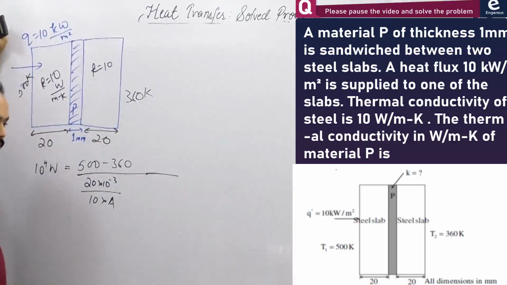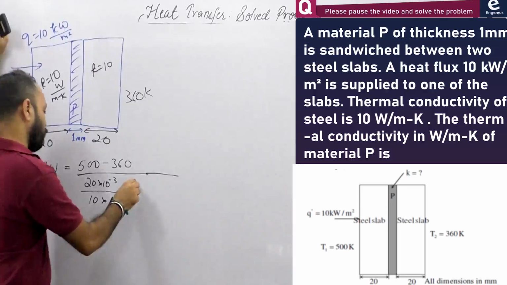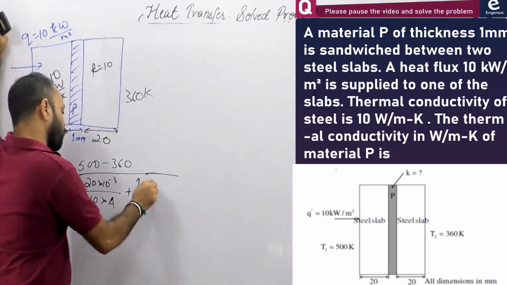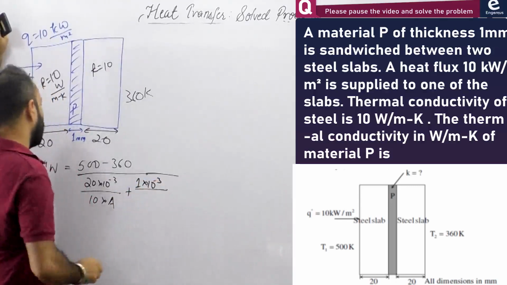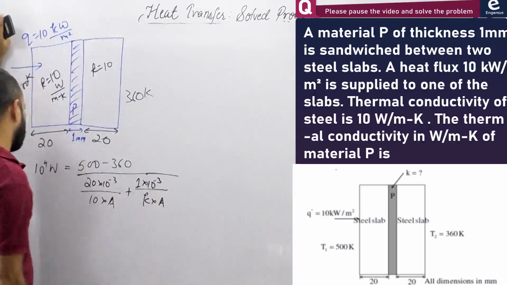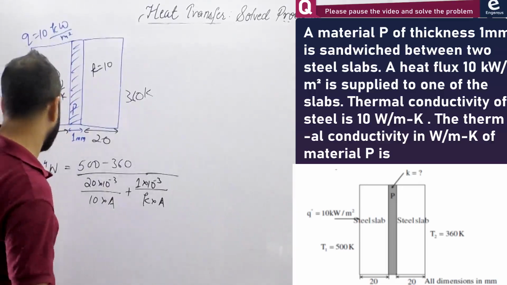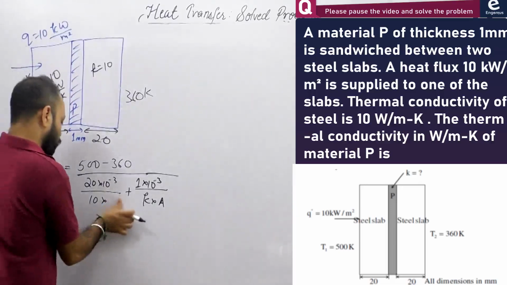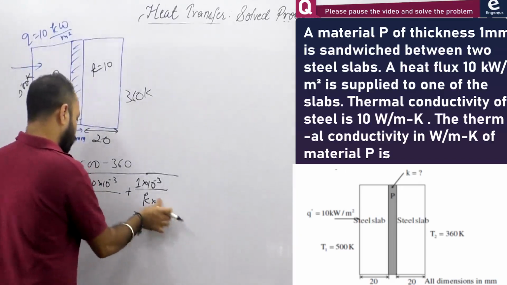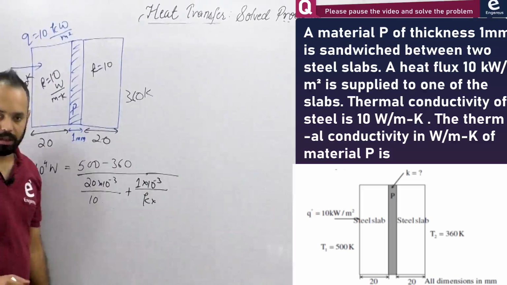It is given, right? No, it is not given. Not a problem. Okay, so plus this 1 into 10 to the power minus 3 divided by K. I don't know the value of K into same A, right? This is heat flux, I think. So in that case, this area won't be required. No need to write area. This area is there for rate. Okay, so heat flux is this 1 into 10 to the power minus 3 by K.